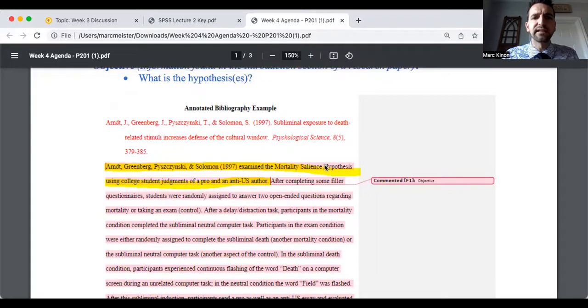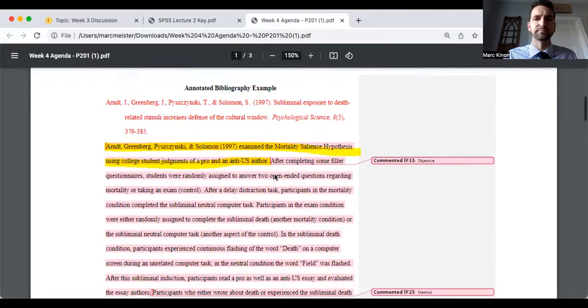So you could state the objective, like I did, but you can also state the hypotheses of that article. You're likely to find the objective in an APA research paper in the first paragraph or two of the introduction section. And you're likely to find the hypotheses in the last paragraph of the introduction section of the paper. So that should help you out.